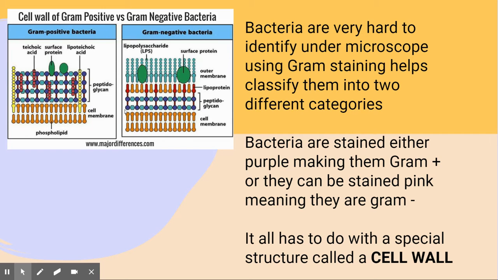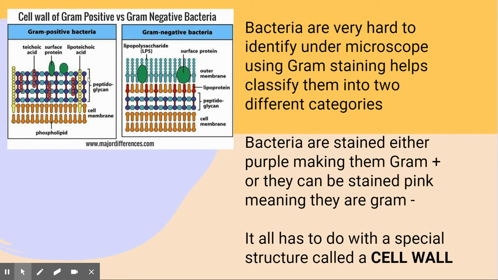If you are a gram positive bacteria, if you stain purple, you only have one layer in between your cell membrane and the outside. It's a peptidoglycan cell wall with lipoteichoic acids in it, surface proteins, teichoic acid as well. But there's only one extra level: cell membrane and then cell wall.